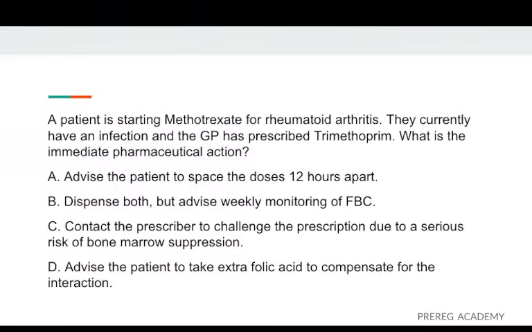A patient is starting methotrexate for rheumatoid arthritis. They currently have an infection and the GP has prescribed trimethoprim. What is the immediate pharmaceutical action? A, B, C, or D? What is the immediate action if you receive a prescription for trimethoprim and the patient is on methotrexate?